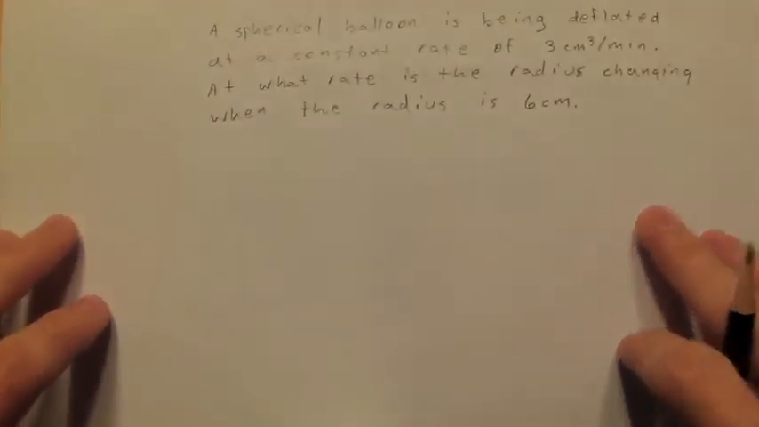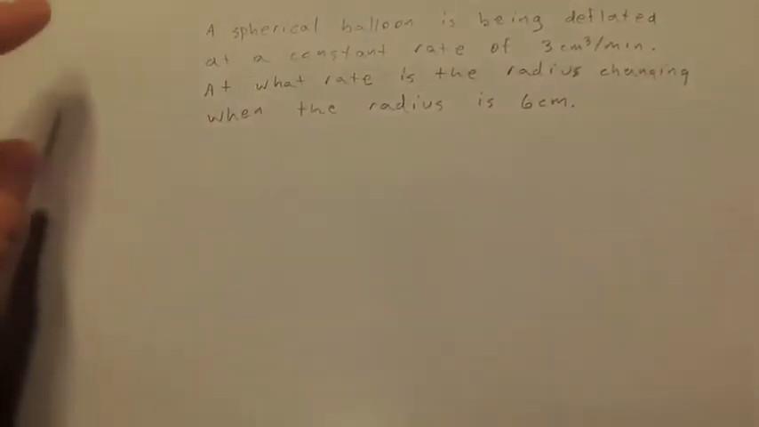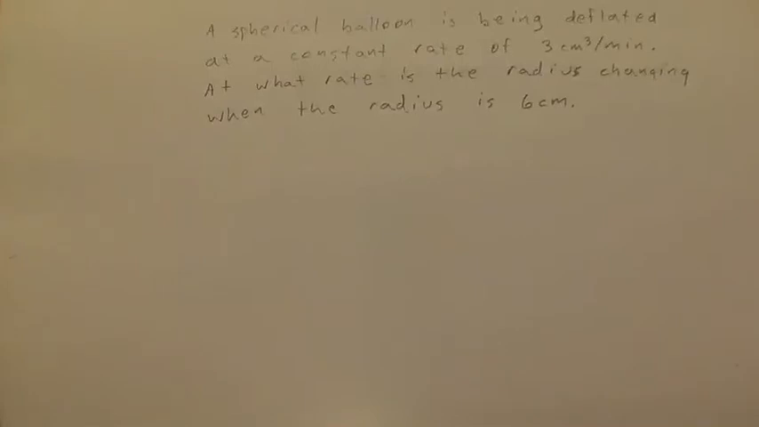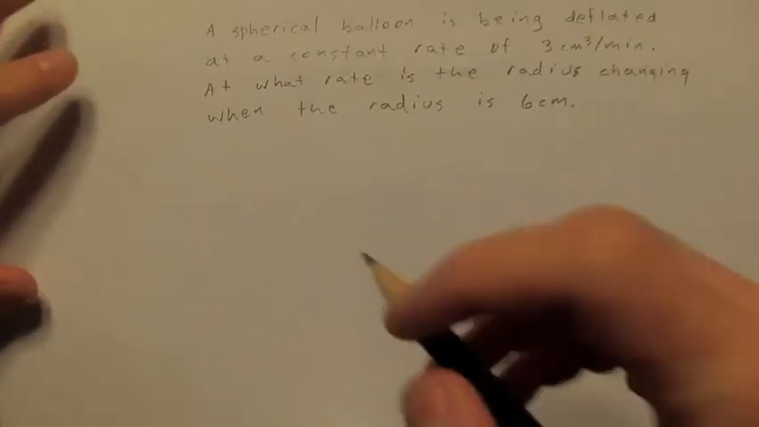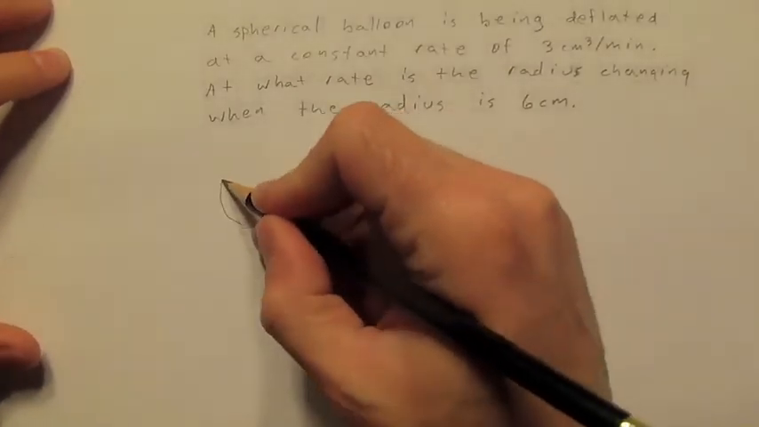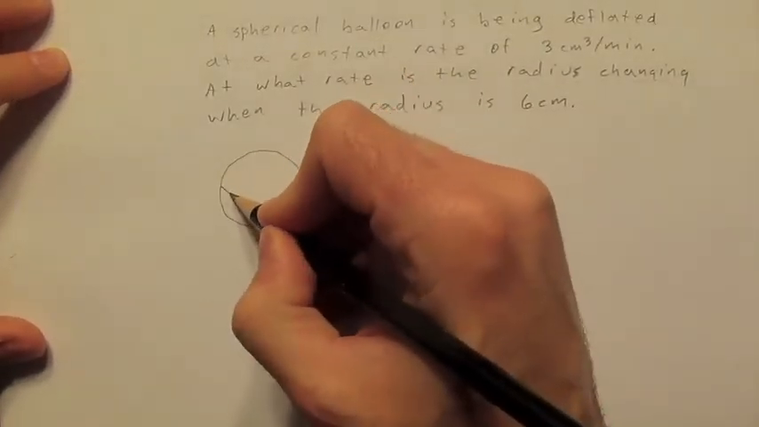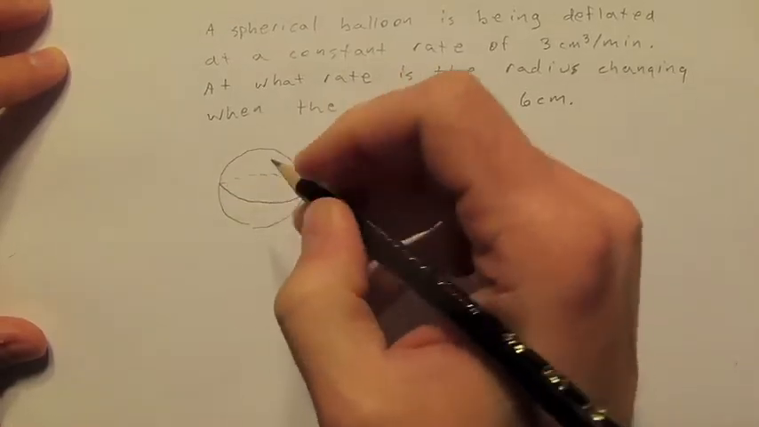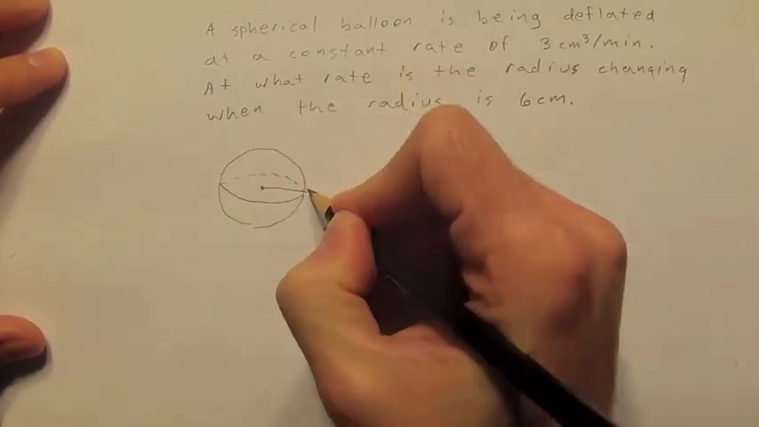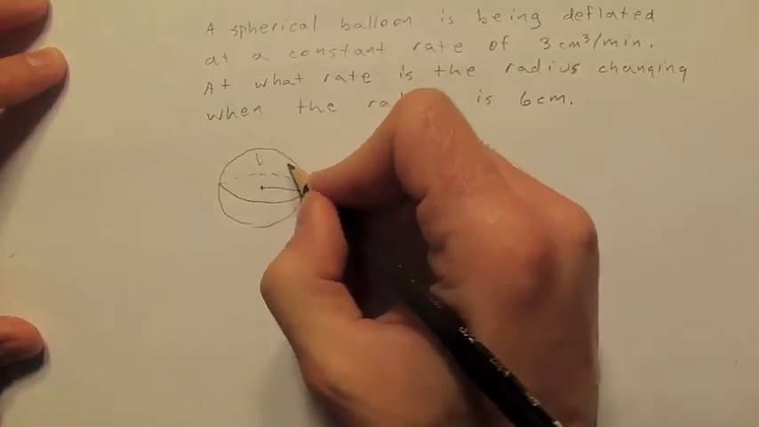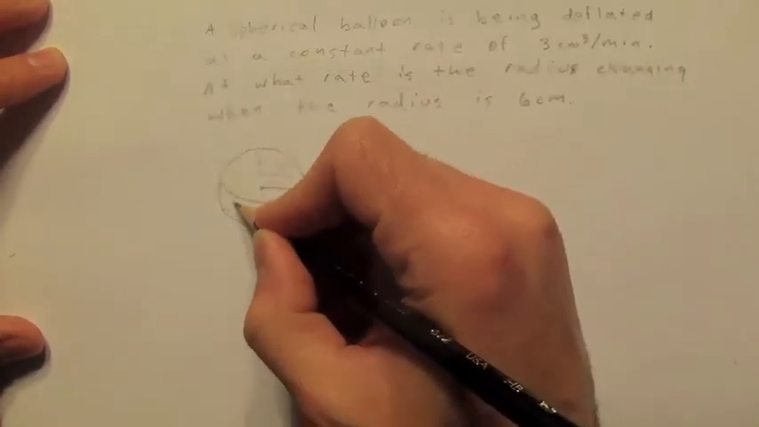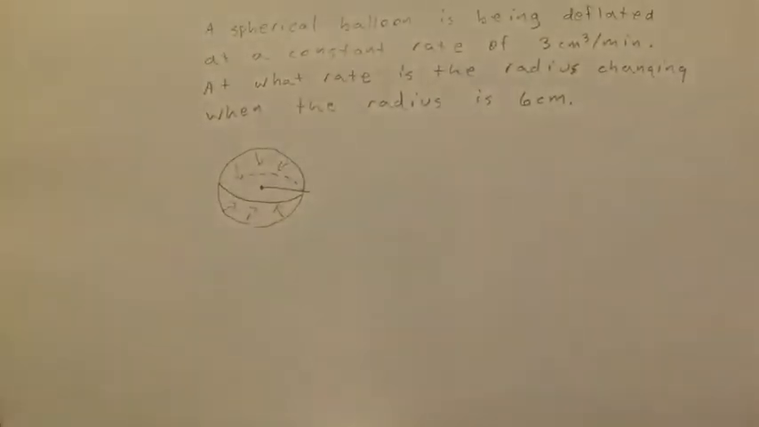Alright, next example, let's move this into 3 dimensions here. Let's say I have a spherical balloon being deflated at a constant rate of 3 cubic centimeters per minute. Now, at what rate is the radius changing when the radius is 6 centimeters? So, I always like to draw a picture, but it's not always necessary. But I have a spherical balloon here, and it's deflating. So that means the volume is decreasing over time.